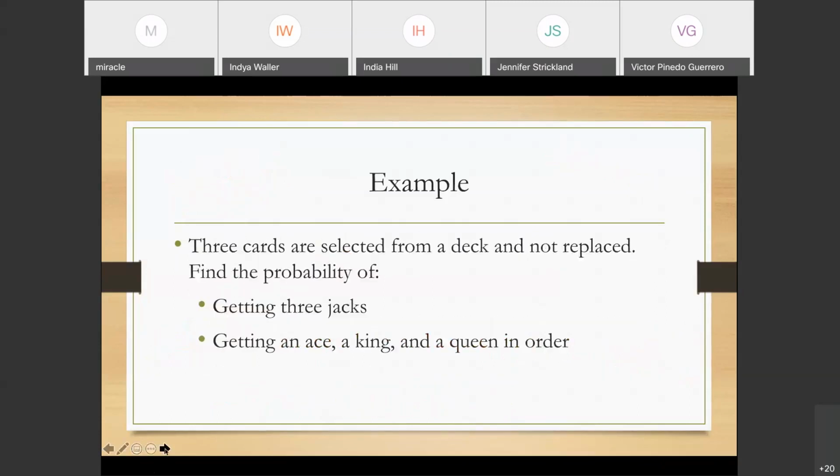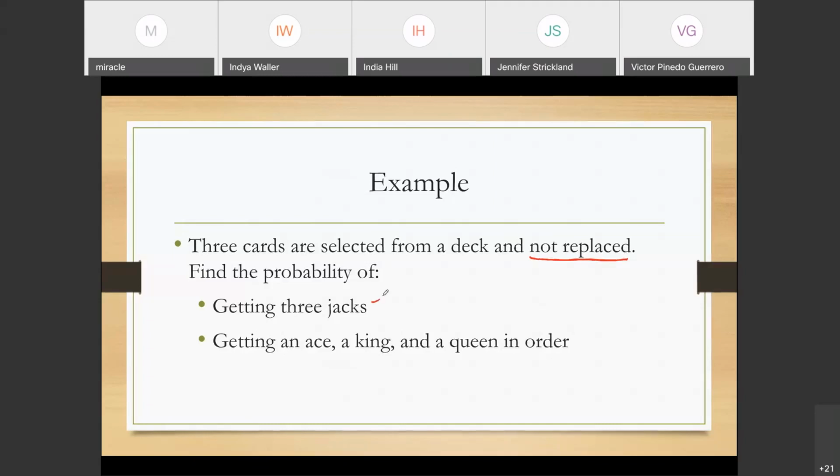So let's look at this one. 3 cards are selected from a deck and not replaced. So that's important to note that we're not replacing the cards, which means that when you pick the first card, you're keeping it out. And we want the probability of getting, the first one says 3 jacks.